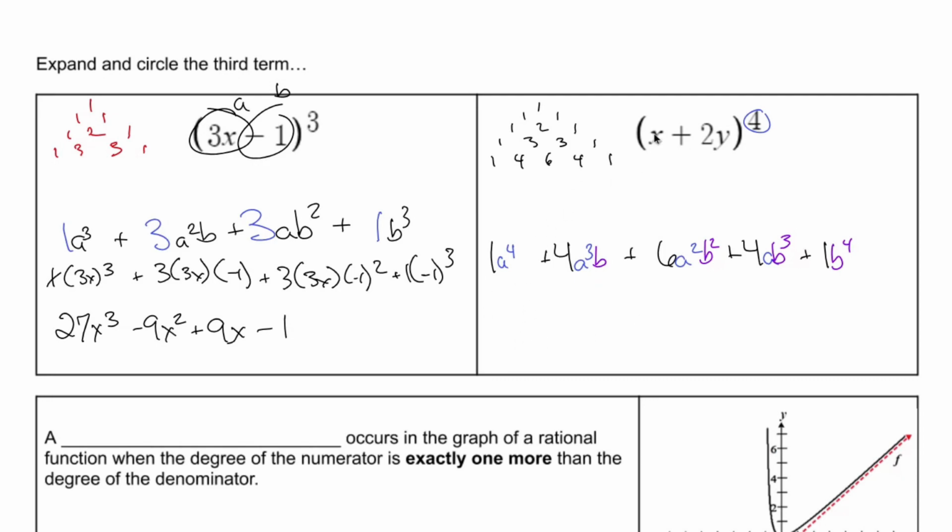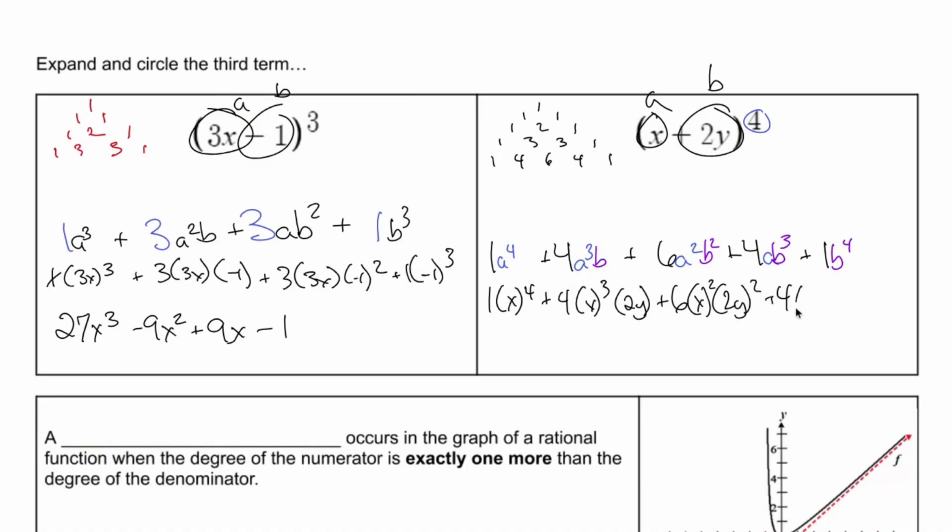Plug it in. You are my a and you are my b. 1 times x to the fourth plus 4 times x to the third times positive 2y plus 6 times x to the second, 2y squared, plus 4 times x times 2y to the third, plus 1 times 2y to the fourth. All right, let's do some mental gymnastics here, because I'm running out of space.